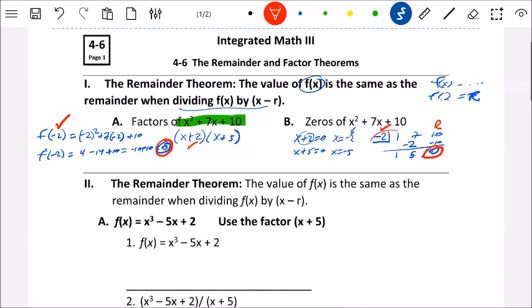The reason that synthetic division is more useful most of the time is because it gives us a depressed polynomial. That'll be x plus 5 as the result, the quotient. So we're actually doing dividing.